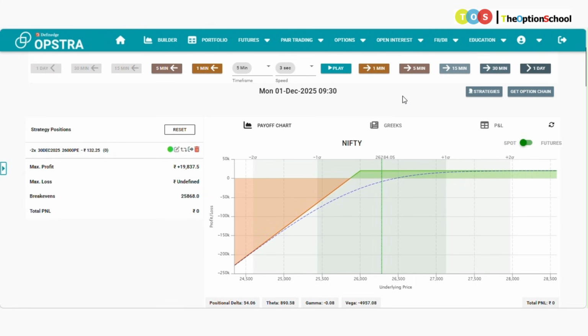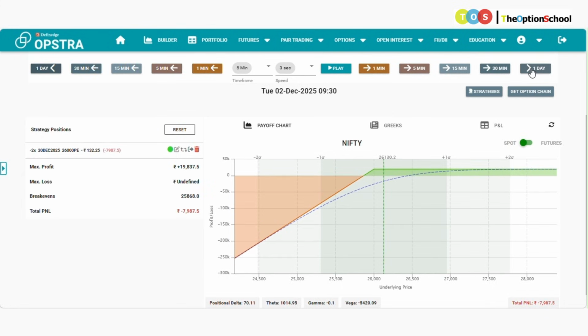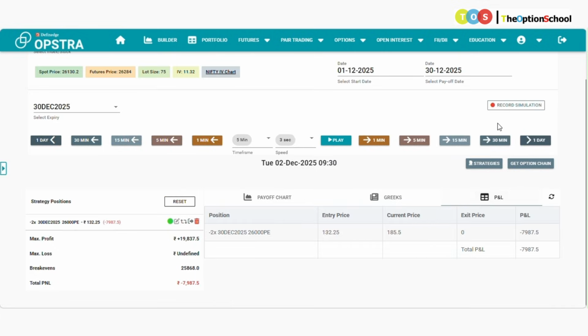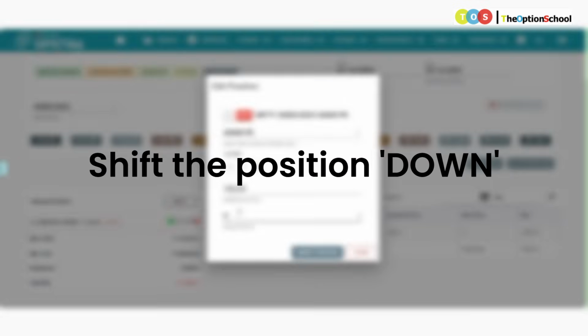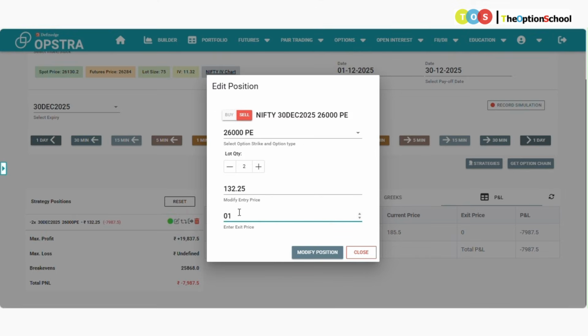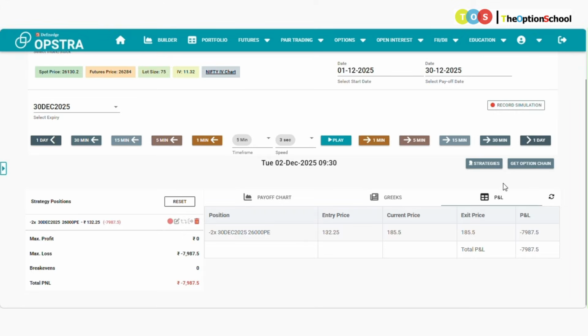Now let us see how the market behaves. The market has gone down and he's losing 7,987, around 8,000 rupees already in the trade. Definitely this requires some adjustments. One of the softest, simplest adjustments he can do is to square off this and shift it down. This is the most basic adjustment, because whatever the trader was thinking has gone wrong, and he can close this trade. Adjustment means you're closing the previous trade and taking a new trade.